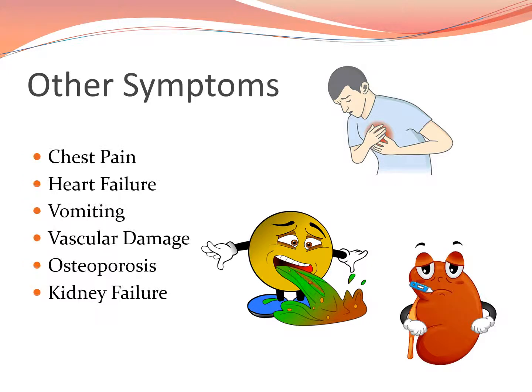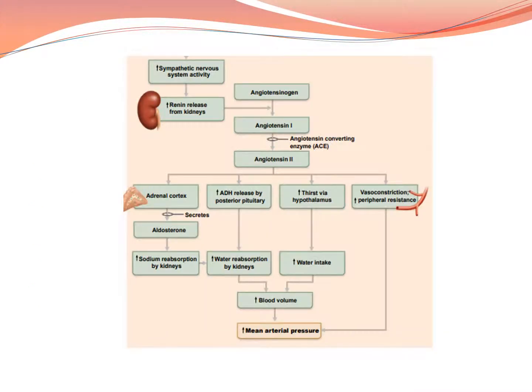Other symptoms of hypertension include chest pain, heart failure, vomiting, vascular damage, osteoporosis, and kidney failure. An example of antihypertensive medication is ACE inhibitors. ACE inhibitors inhibit angiotensin-converting enzyme, which decreases angiotensin and aldosterone release.